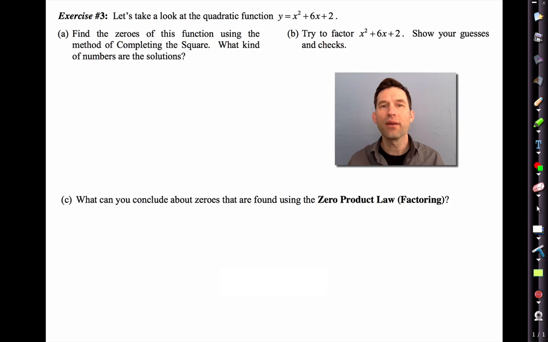Exercise number 3. Let's take a look at the quadratic x squared plus 6x plus 2. Letter A, it says, find the zeros of this function using the method of completing the square. What kind of numbers are the solutions? So I'm going to ask you to pause the video right now if you feel confident about finding the zeros using completing the square starting in this form. If you don't feel confident with it, I think that's understandable. Maybe watch me do another one, but pause the video now if you want to take a shot at this on your own.